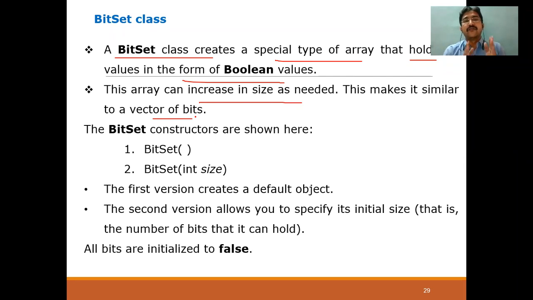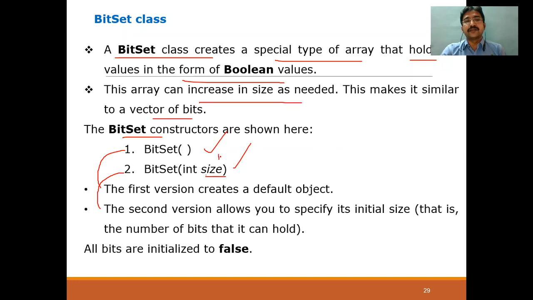As I said, for every class there will be a constructor. To create the Bitset class object, we have two constructors. One is a zero parameter constructor, another is a one parameter constructor. The first version creates a default object. In the second constructor, what is the size n? We are creating a special type of array, right? What is the size of the array? If you want to mention it manually, you can mention it as this parameter in the Bitset one.